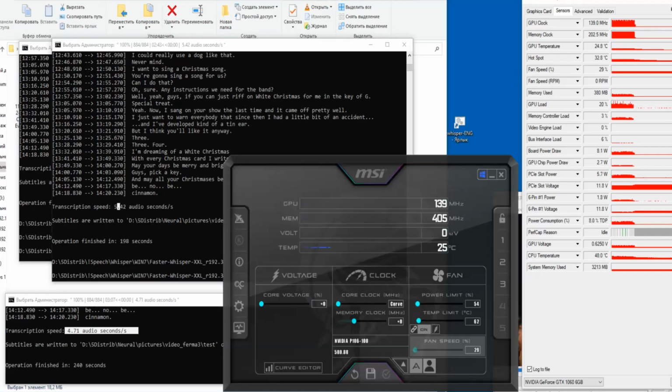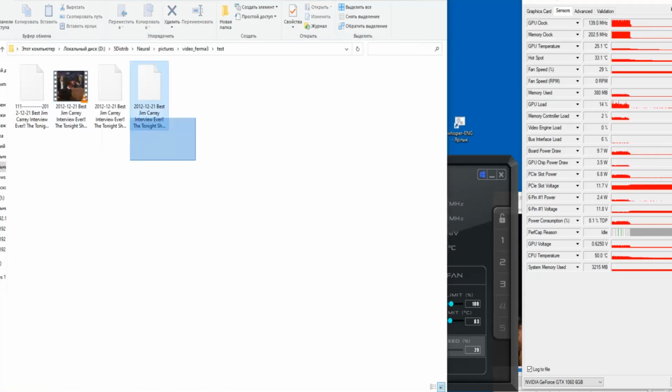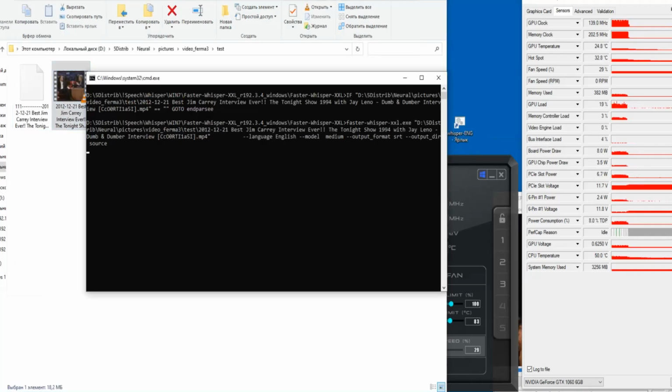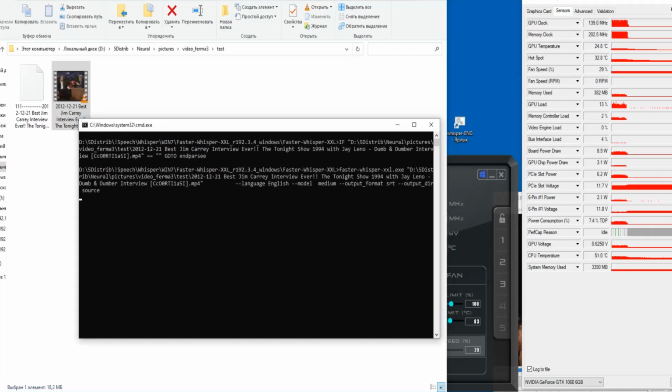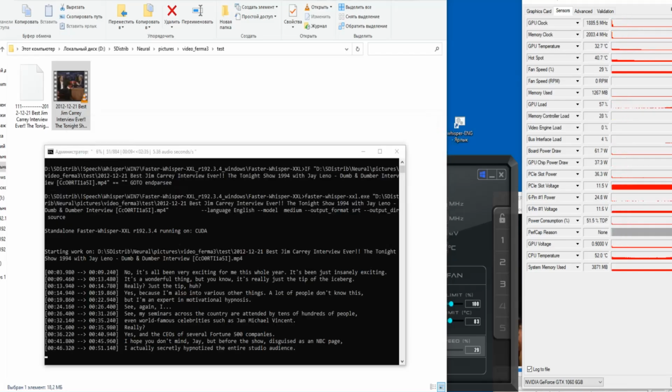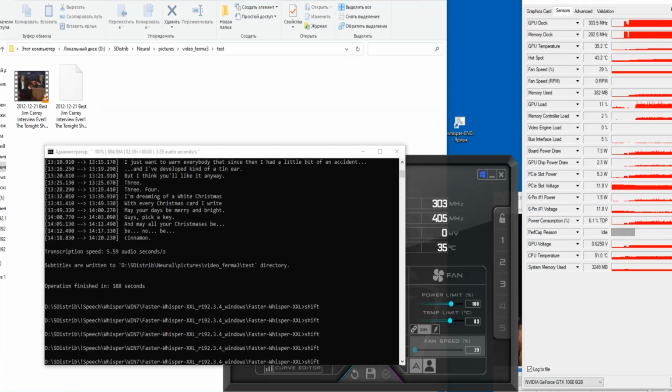Now I will remove the energy consumption restriction and run again. Let's see how much speed there will be. Running ahead, I will say about the same speed of 5.5 seconds per second. In general, the restriction of energy consumption for speech recognition with Faster Whisper XXL is another proof in favor of setting the restriction of energy consumption and removing the second power supply. We continue in the second part, since I cannot upload a video of more than 15 minutes.